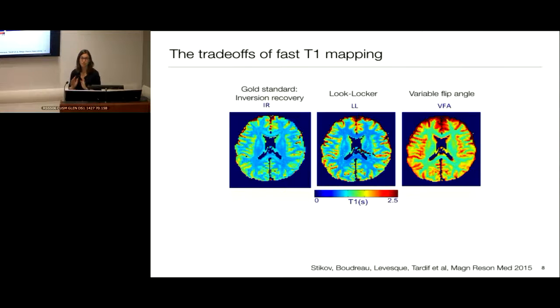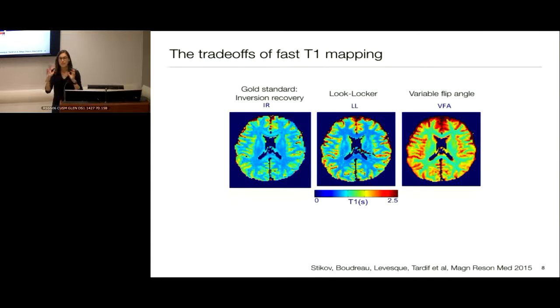The issue is that it's very inefficient. So you're looking at low resolutions, poor spatial coverage. There are different techniques that are much more efficient than this. When we were in Bruce Pike's lab together, Yves actually tended to use the Look-Locker sequence, which, as you can see, is actually quite close to the gold standard inversion recovery. I tend to work with the variable flip angle sequence. And there is a good reason for this.